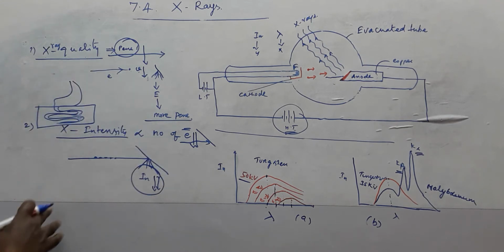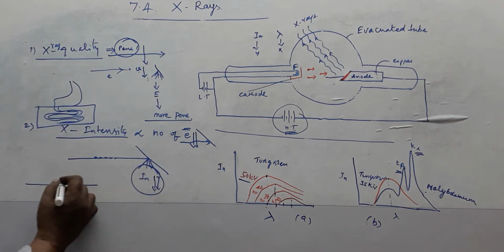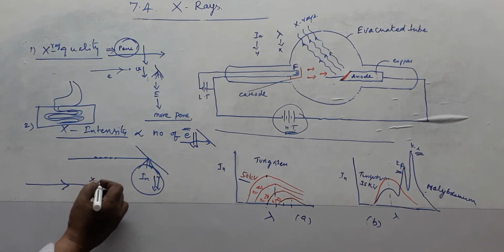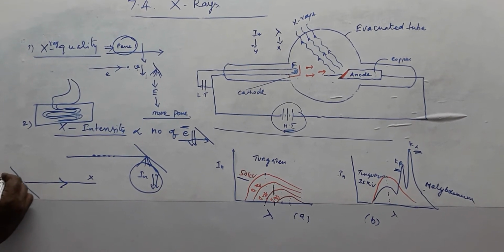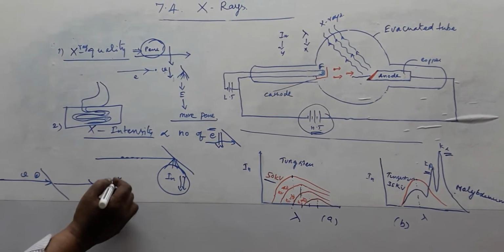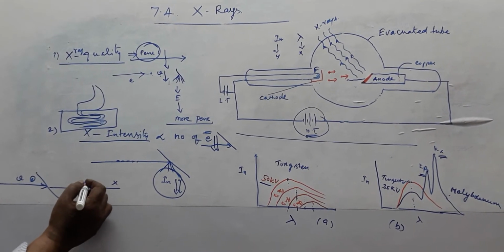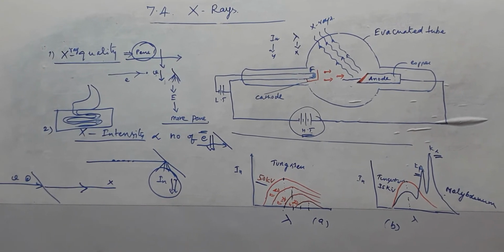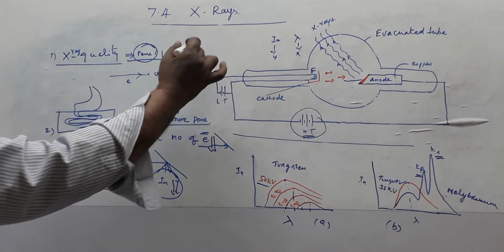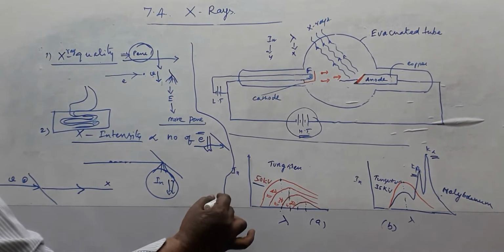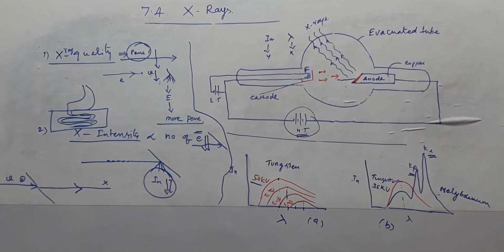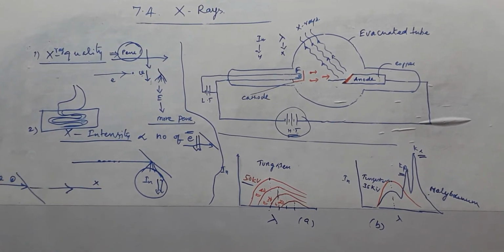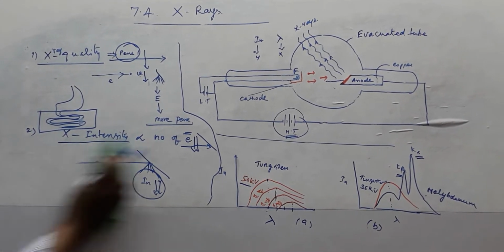Or in other words, if you want to reduce the penetrating power of the X-ray, then you can reduce the velocity of the hitting electron. Then you can reduce the penetrating power of the X-rays. These two concepts are the most important concepts that are mainly used in medical uses and in future purposes, for all aspects that we are going to see one by one.